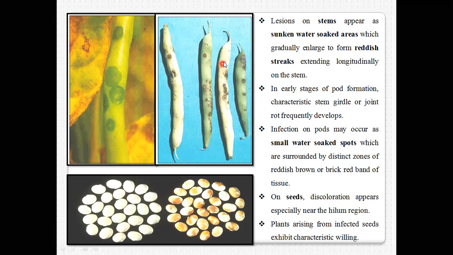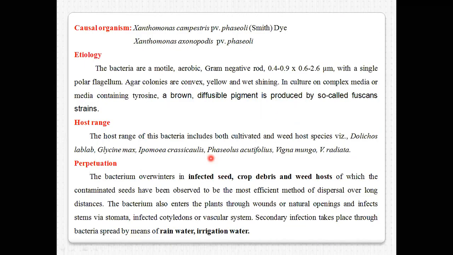So these infected pods have seeds which are totally discolored, and these seeds may be brown in color or maybe black in color. In this way it retards the quality and quantity of the seeds produced in these pods. So these are the symptoms generally seen on the bean crop due to the bacteria. Xanthomonas campestris pathovar phaseoli is the bacteria mainly responsible for producing this disease in the bean.